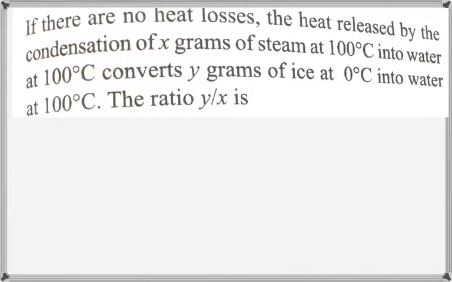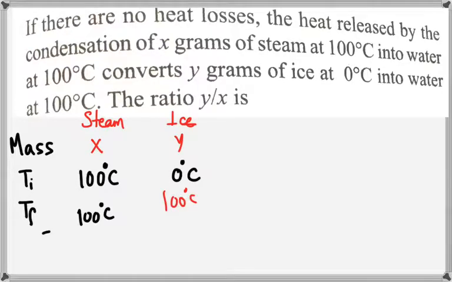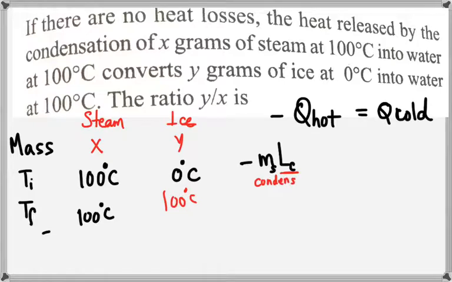Okay, next question we have is about calculating the ratio y over x. So we first make the table for ice and steam. It's clear from the question what is the initial temperature and what is the final temperature. Apply the calorimetry equation. Now here if you see Q hot, it's steam which is condensing from a gaseous state to liquid state, so it is latent heat of condensation. And remember in the table we had latent heat of vaporization, so we have to just take the same value but make it negative.